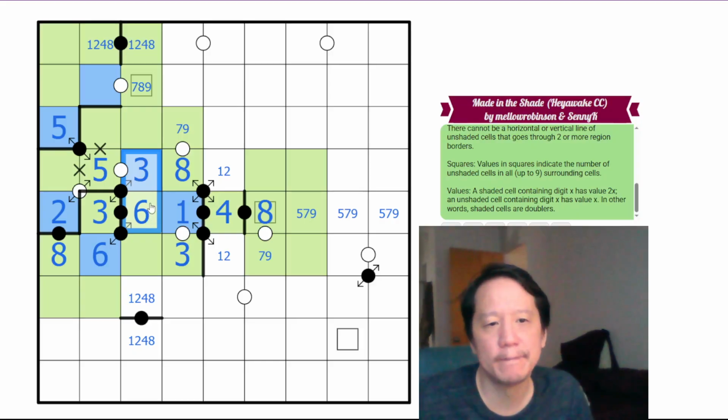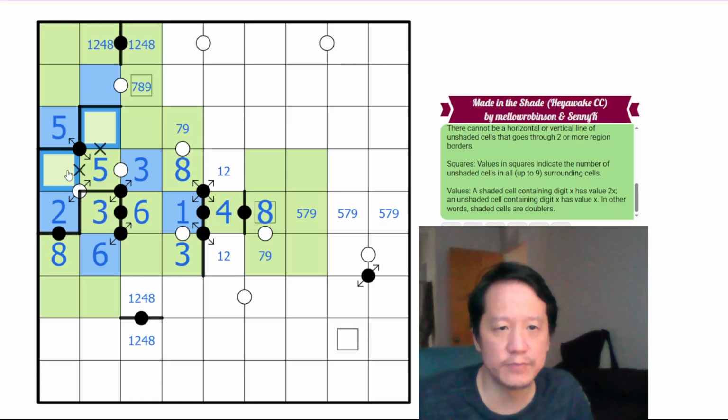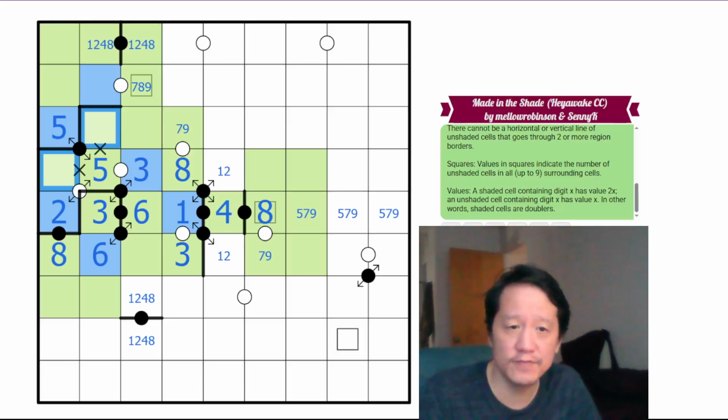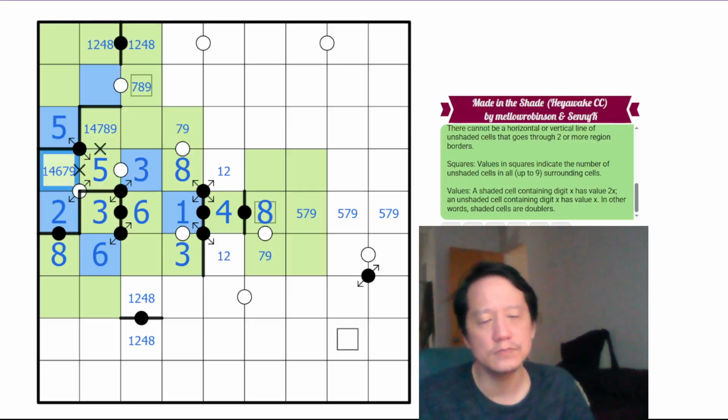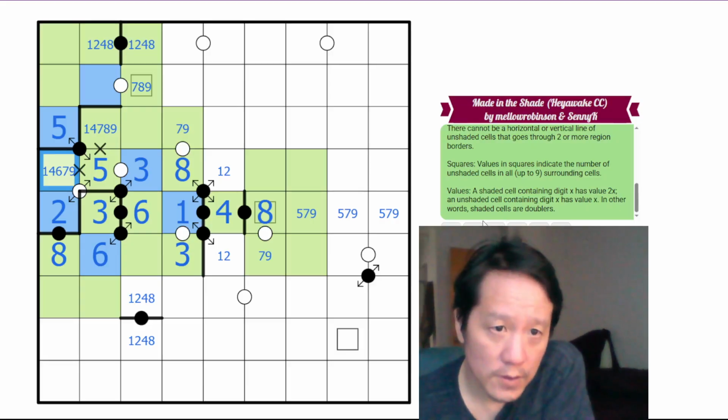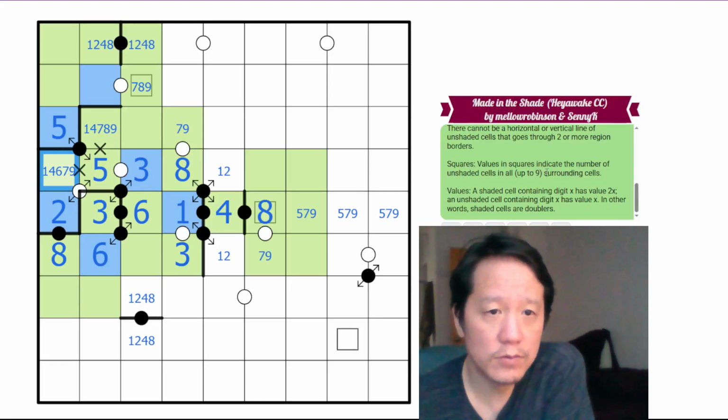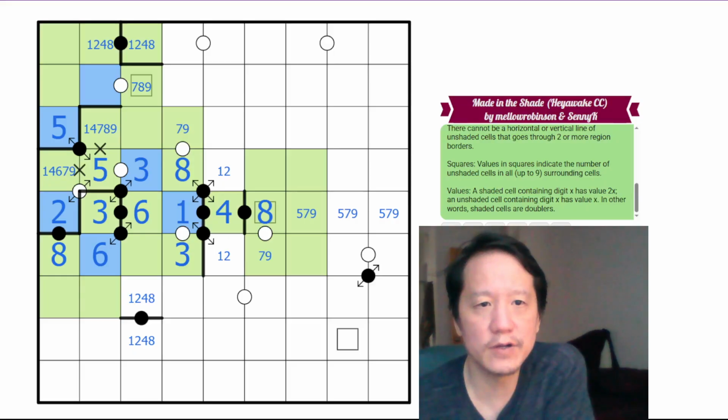This could go this way. This could go that way too. So this is the same region, which means no 2, 3, or 5. So 1, 4, 6, 7, 8, 9. Obviously no 8 here. No 6 here. This is a different region, so this has to go that way.